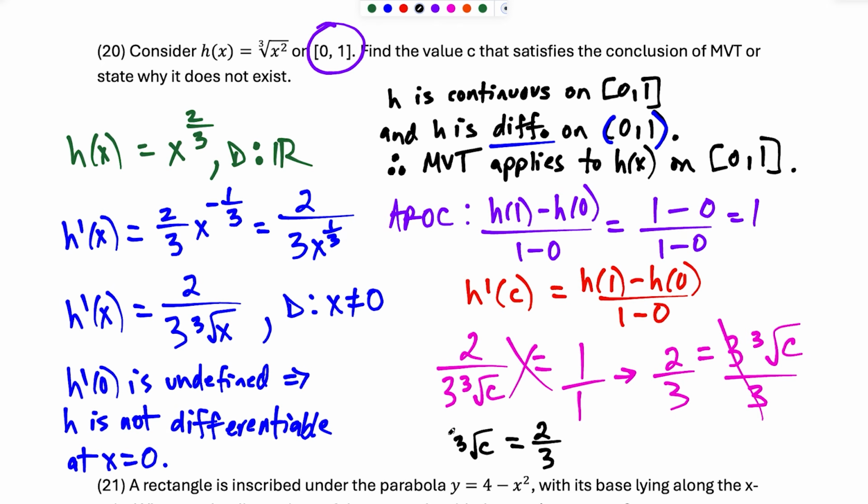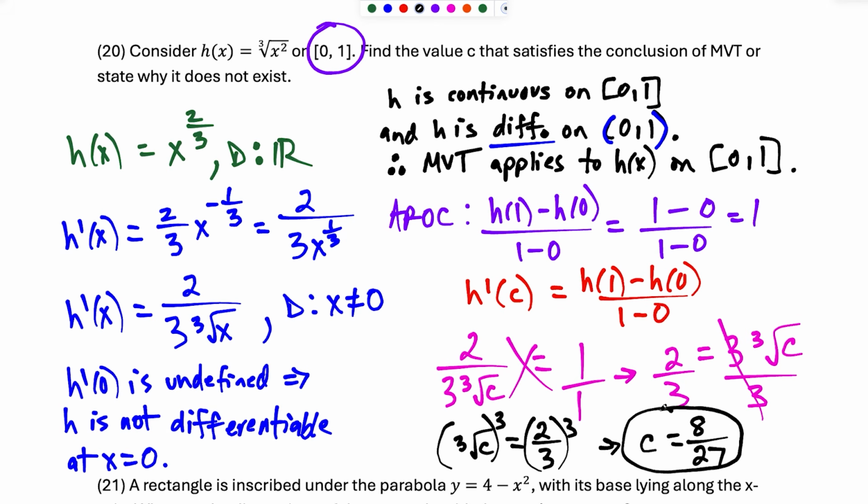So to get rid of the cube root, I'm just going to raise both sides to the 3rd power. And this tells us that our value of c is equal to 2 to the 3rd power. We have 2 times 2 times 2 is 8, divided by 3 to the 3rd power, which gives us 3 times 3 times 3, which is 27. So the value of c that satisfies the conclusion of the mean value theorem is equal to 8 over 27.